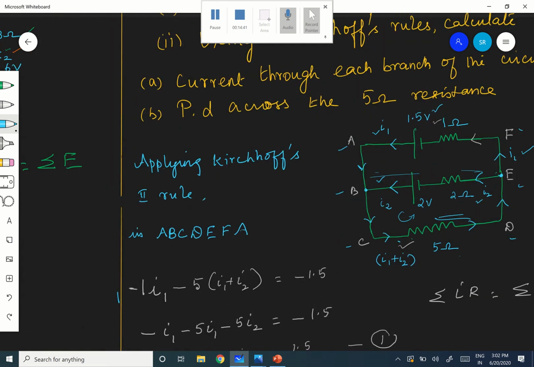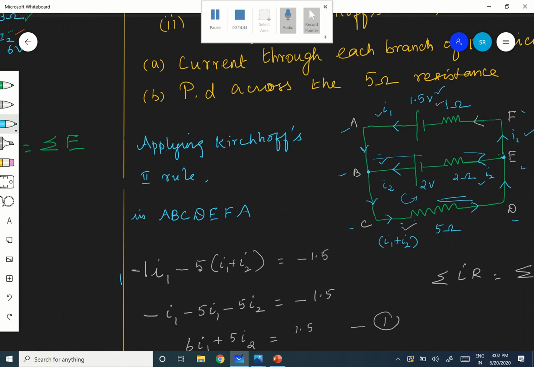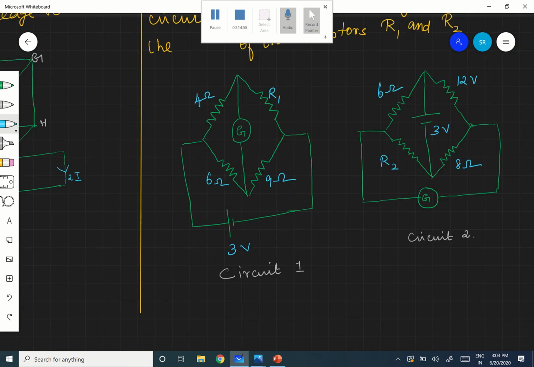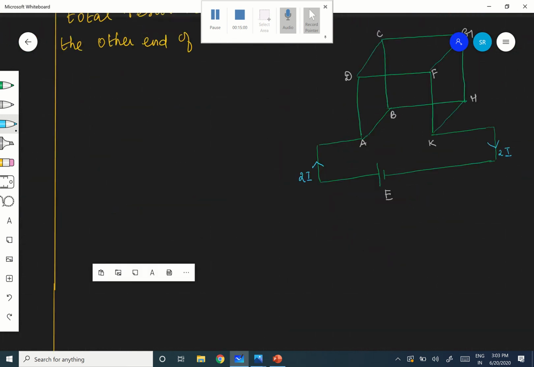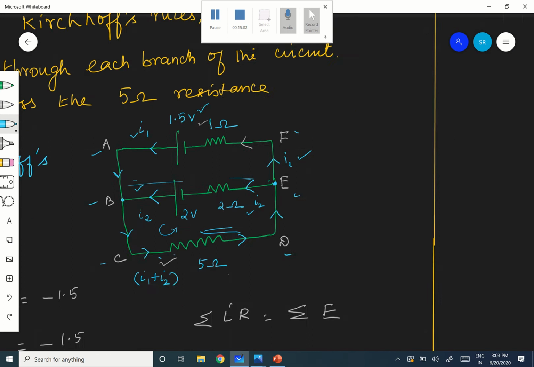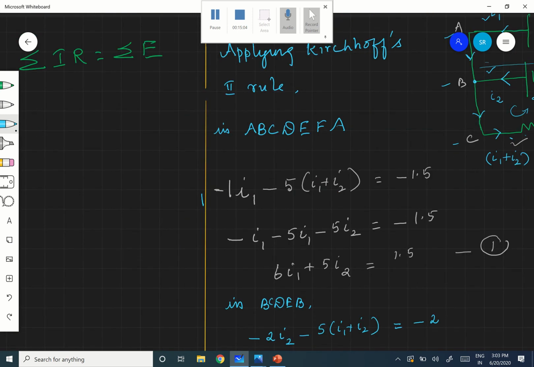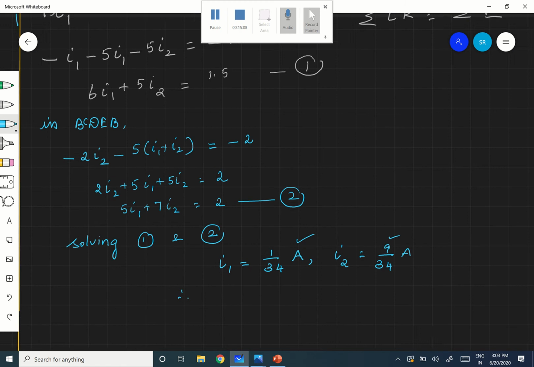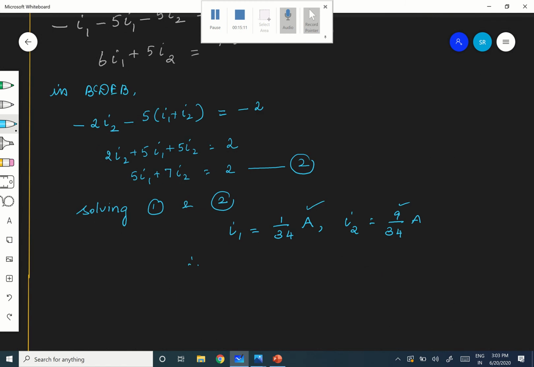Therefore, you have to see, potential difference across a 5 ohm resistor is required. Therefore, now we can go for, see, that is practically behaving, I don't know what is happening. Okay, this is the next problem. Right. Therefore, what is your I1 plus I2?